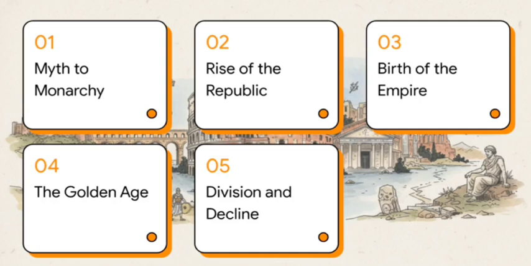To make sense of this massive timeline, we're breaking it down into 5 key eras: myth to monarchy, rise of the Republic, birth of the Empire, the Golden Age, and finally, division and decline. By doing this, we can really focus on the systemic cause and effect reactions that actually drove Rome's evolution. We aren't just memorizing dates here, we're looking at exactly why the system changed.